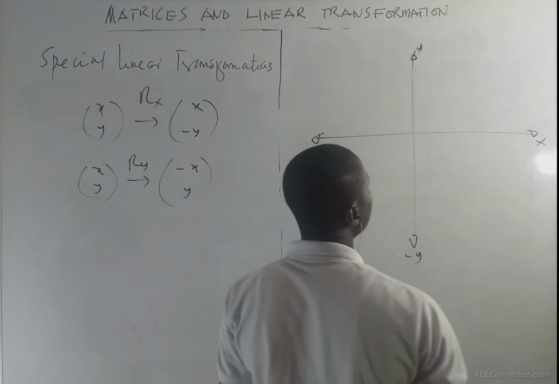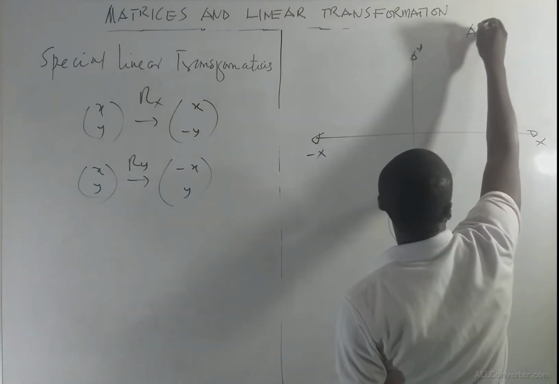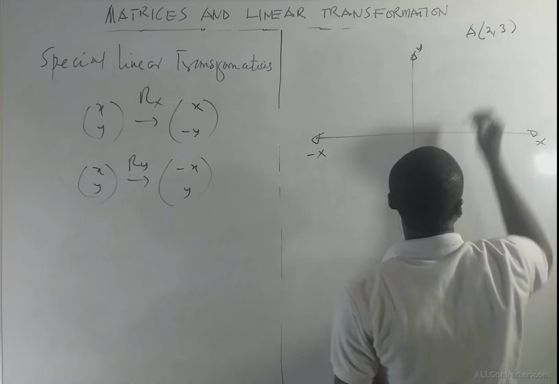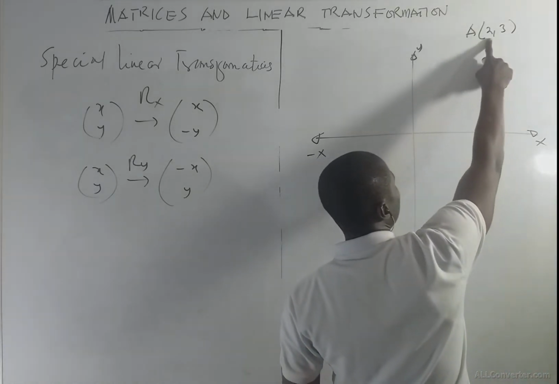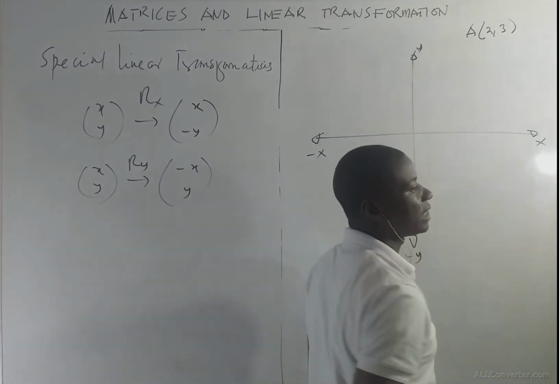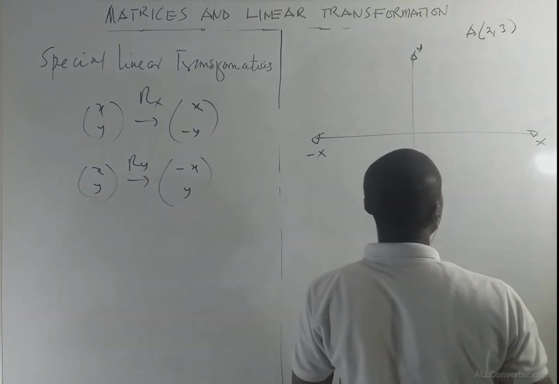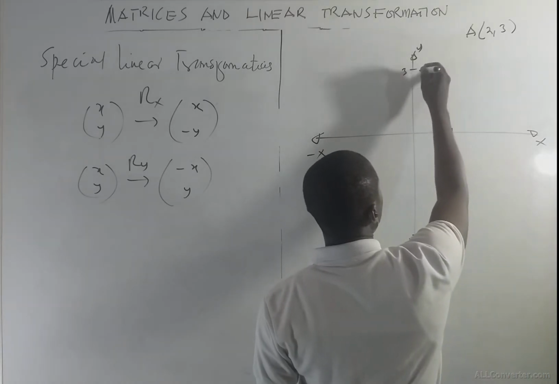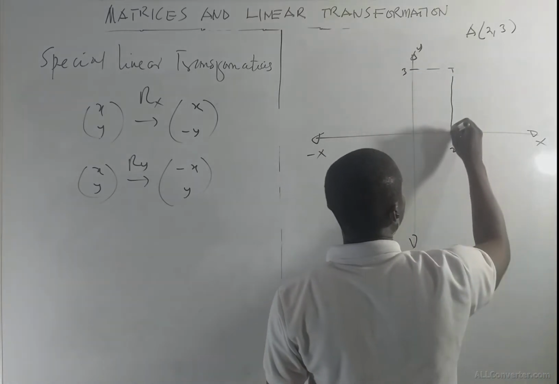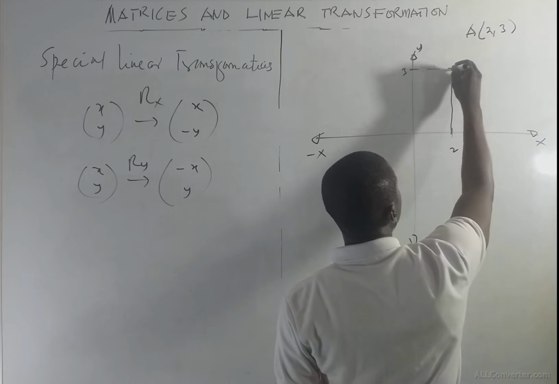Now, assuming that we have a point, say the point is A, that is (2, 3). With the point given, that is A (2, 3), the x-coordinate is 2 and the y-coordinate is 3. So, on the x-axis, let's assume that we have 2 here, and on the y-axis, we have 3 here. So, that means that we are going to have our point A here.